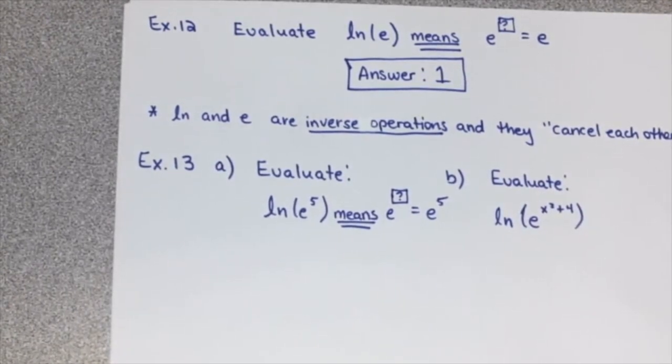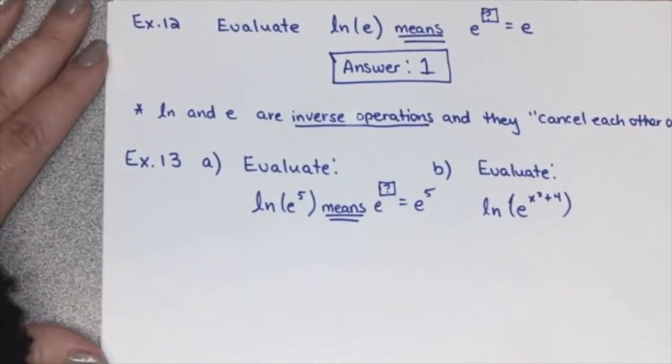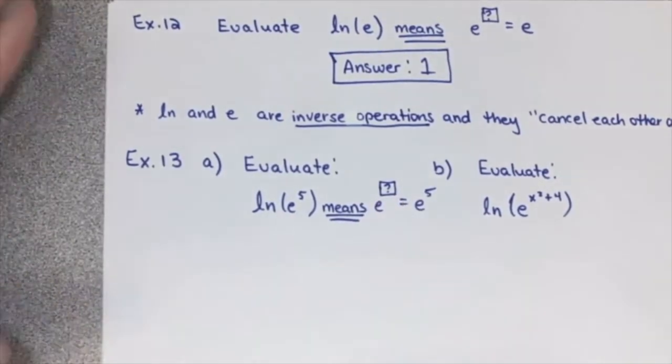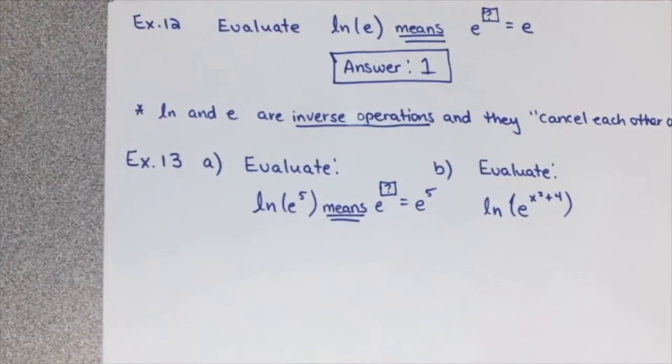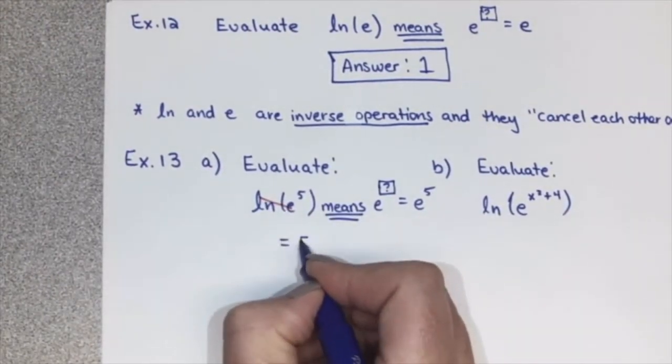What power of e do I need to raise to be able to get e to the 5th? I need this to be a 5, so it matches that, right? And essentially what happens with my ln and my e then? They kind of cancel each other out, right? Leaving simply 5.